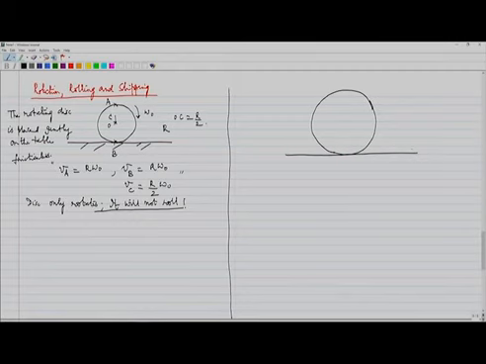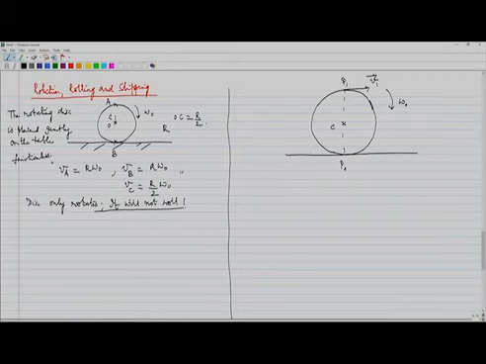Now I will draw the axis. This point I will call P1. This I will consider as P0. This is the center, I will call it C. Now the whole thing is rotating, and the angular velocity is omega naught. So at this particular point, what is the linear velocity? Linear velocity is V1. Here it will be in this direction.